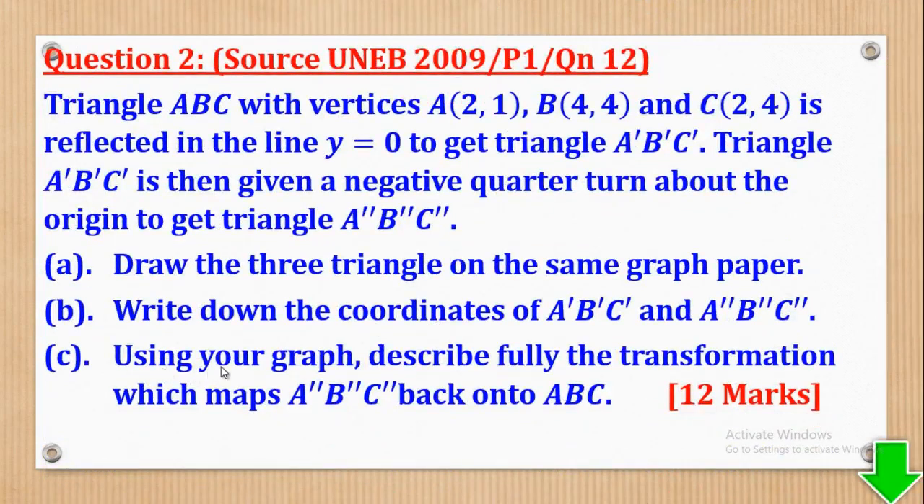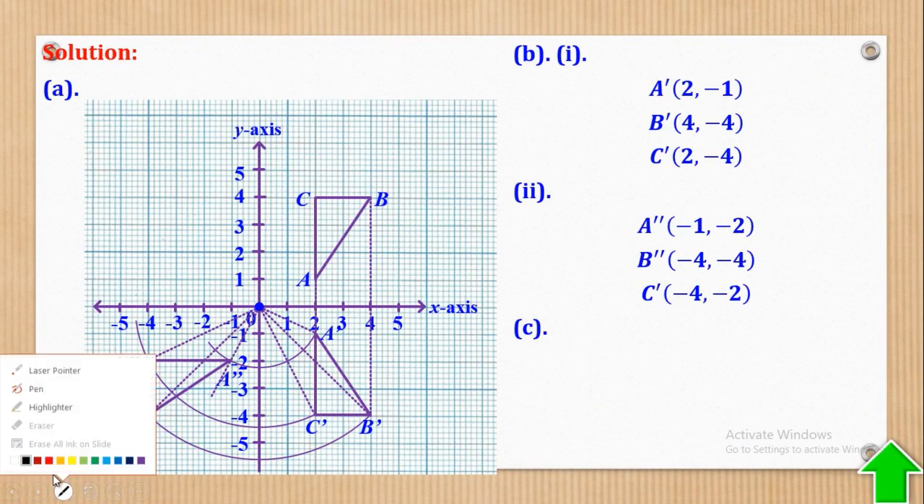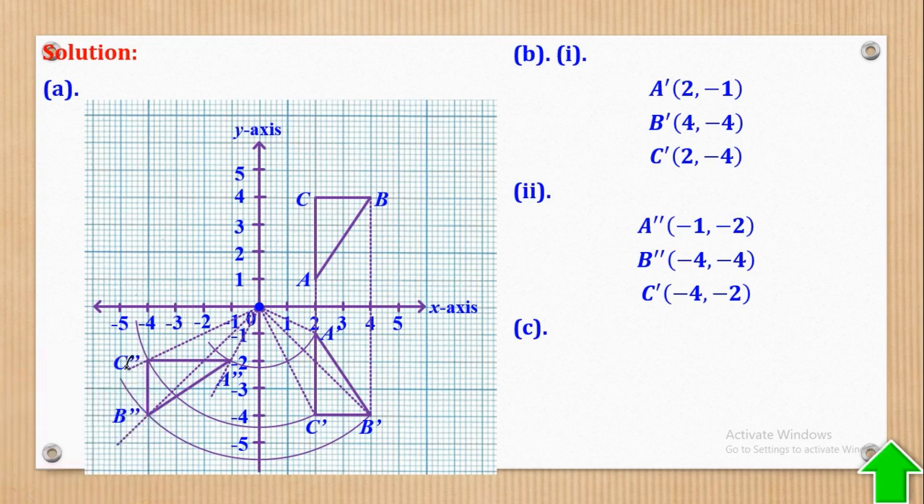Now part C says, using your graph, describe fully the transformation which maps the final image back onto the original object. So if you look at it, they want this from here back to this. So that will be, there is some reflection. So what you need to do is to get the mirror line. So from here to here it is 1, 2, 3. Also do the same for this. From here upwards it will be 1, 2, 3.